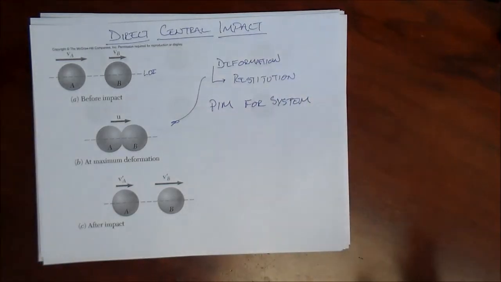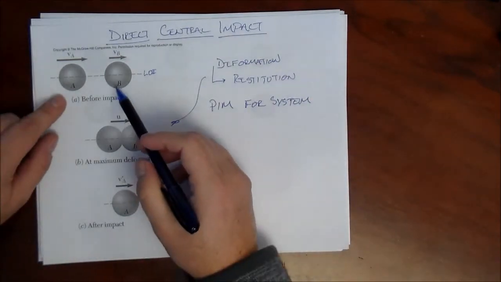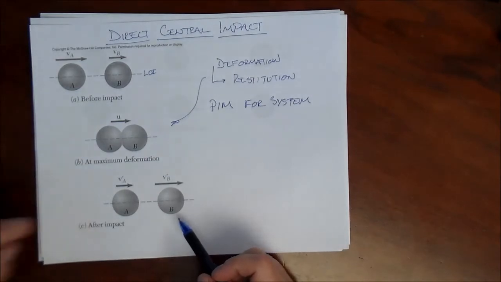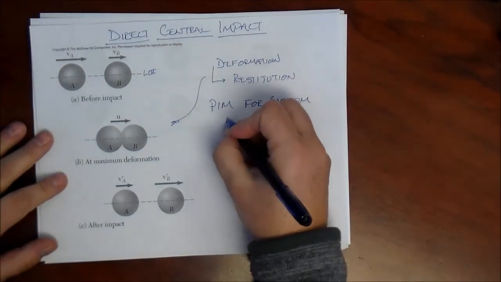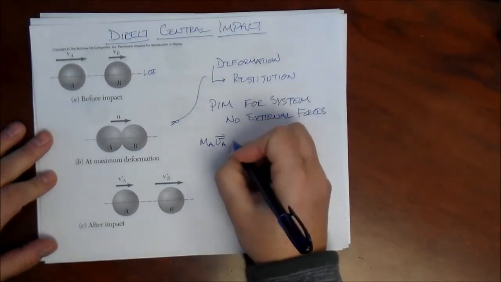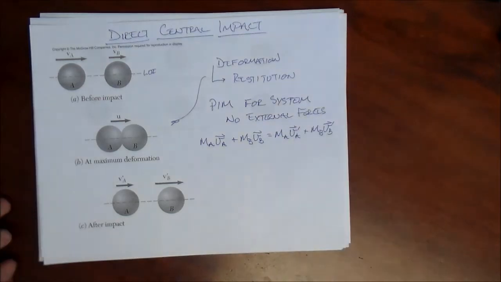Now, if we were to write the principle of impulsive momentum for the system of particles, starting just before impact until just after: first of all, there are no external forces, so the momentum of the system is conserved. So that's the expression for conservation of momentum.